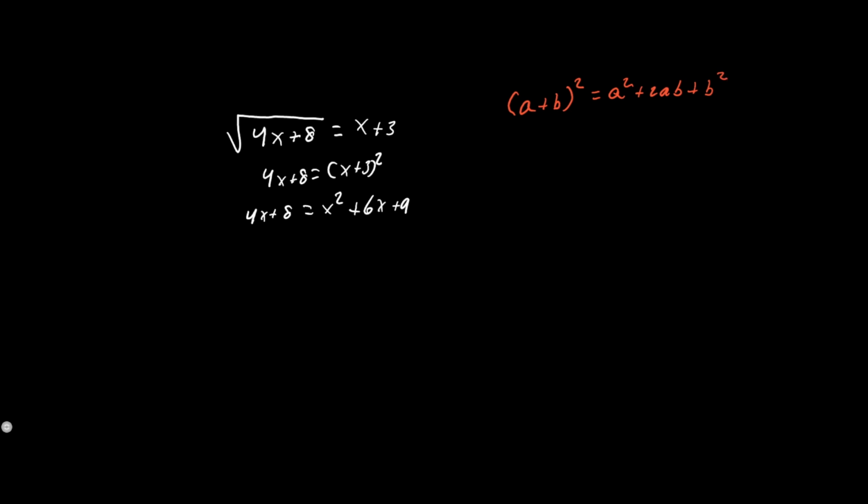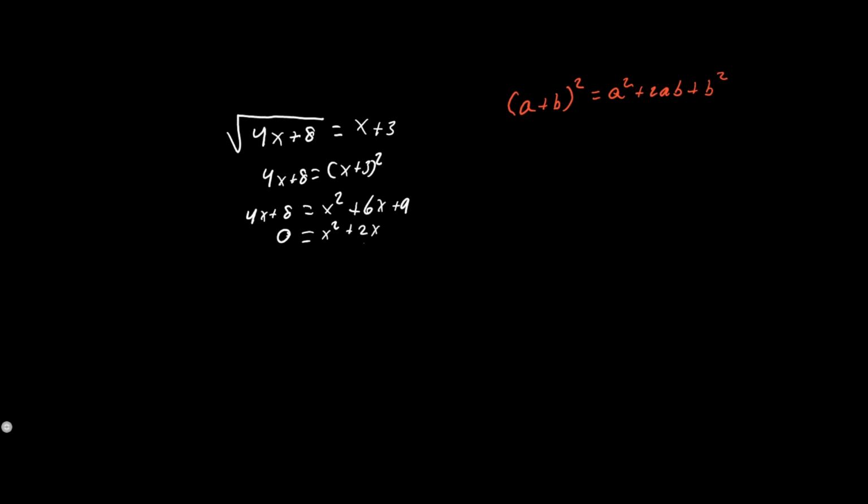So that's how we get (x + 3)² is equal to x² + 6x + 9. So now here we can go ahead and simply solve this quadratic equation. We're going to subtract 4x + 8 from both sides, or just move everything on the left-hand side to the right, which is going to give us 0 is equal to x², 6x minus 4x, that's plus 2x.